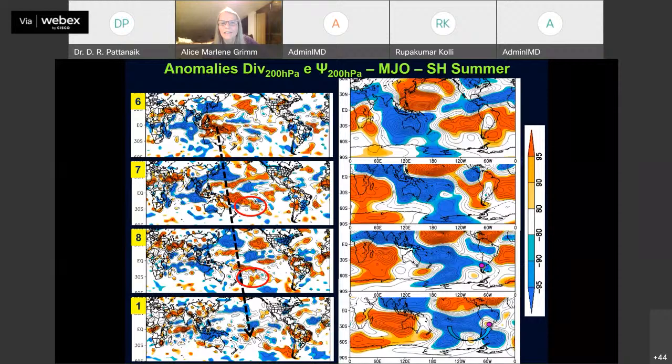And it starts forming in phase 7, is delineated in phase 8, and is fully established in phase 1, when the anomalous convection over South America is at its maximum. Next, please.